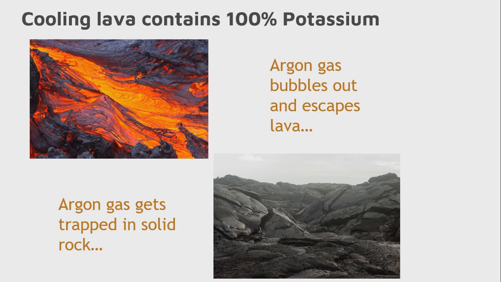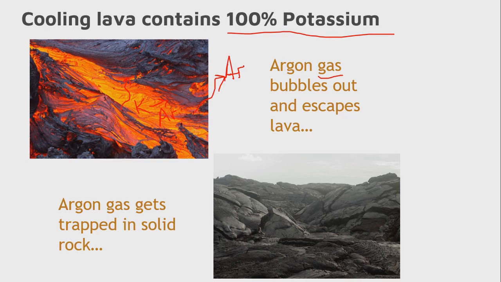And how this works is that any potassium that might be in this lava, if it happens to change into argon gas while it's still in the liquidy stage, the argon gas will escape out. And that means that the lava, as it's still liquidy, is 100% potassium because all the argon will be gone. So we have that pure radioactive substance in this liquidy lava.